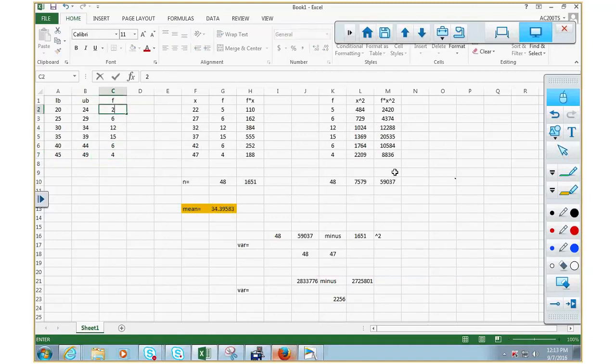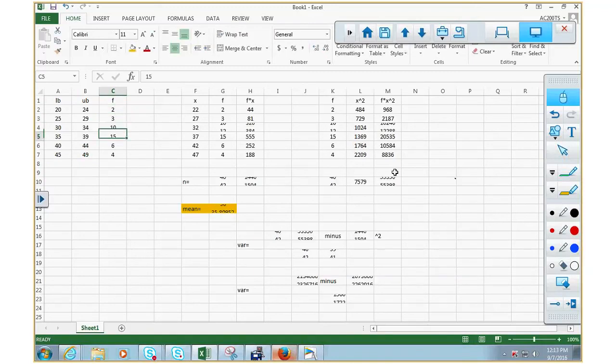That's 2, 3, 10, 11, 5, and 2. I'll blow that up for those that can't see very well. Okay.